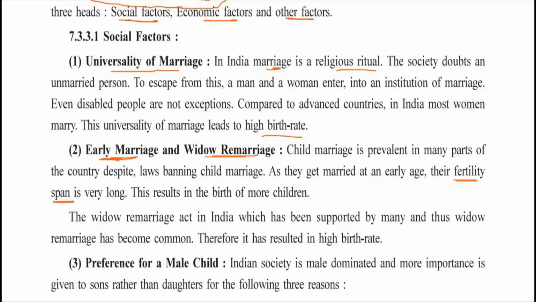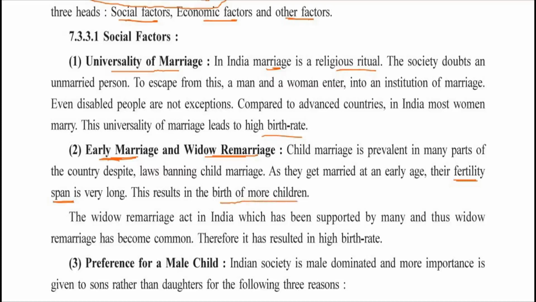Fertility span means the years where you are reproductively active. Let's say for a woman, menarche will start at 11, 12 or 13, and it ends at 45. As you go into your 30s, your fertility will go down. As you reach your 40s, fertility will still fall, and at 45, when menopause occurs, after that you cannot have a child. So the earlier you marry, the more fertile years you have. The span of years is longer, and so there will be more births of children.